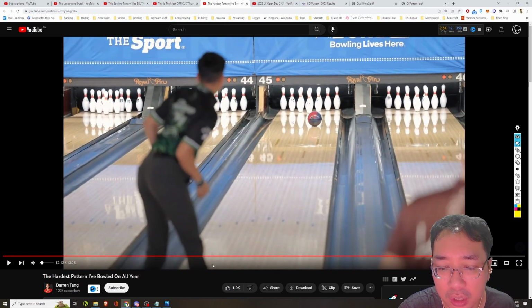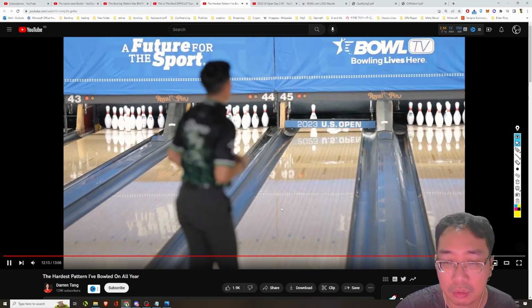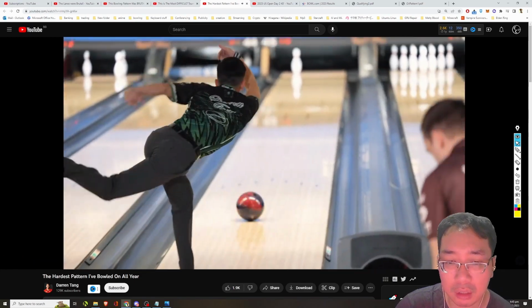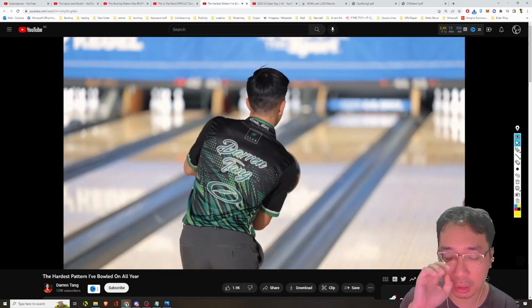The breakpoint is actually deeper than I thought. It's almost at 15 actually. So this is his breakpoint. It is 14. Yep, 14 actually. Oh, it's a lot deeper. His breakpoint is a lot deeper than I thought. Almost at 15. Considering the pocket is at 17.5, that is really, really close to the pocket.